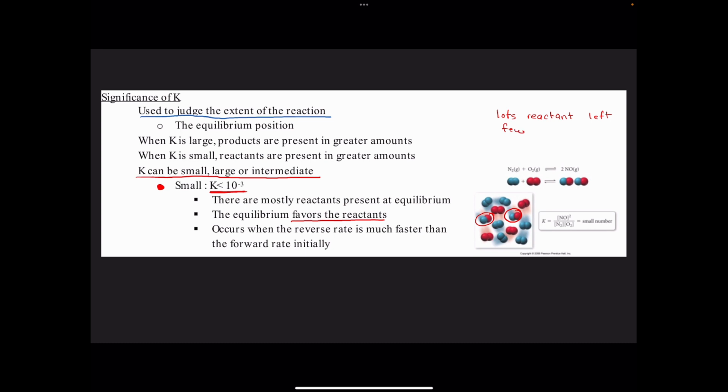Very few of my product being formed. So that'll be the case when K is small. And the smaller that K value, the larger that difference is going to be. We can get to some scenarios where K is so small that essentially we are not producing measurable amounts of products.